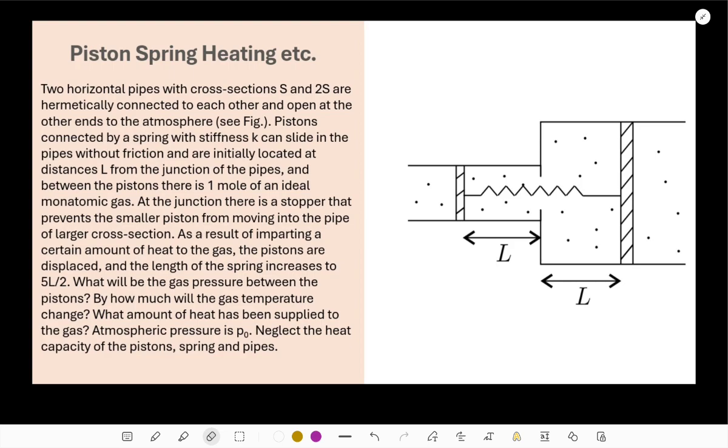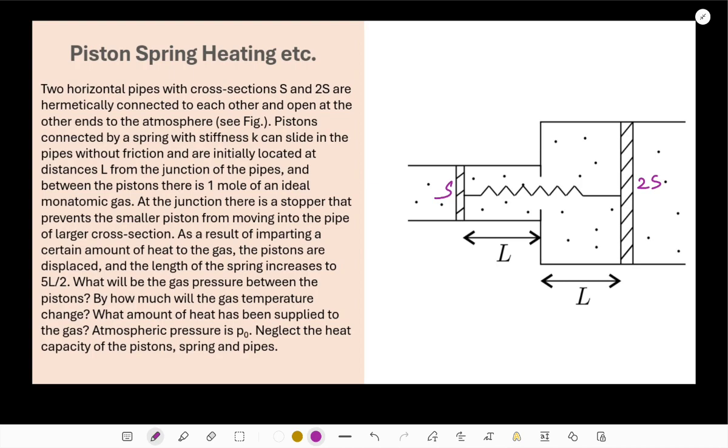Let me read you this big statement. The figure looks good, fine. Two horizontal pipes with cross sections S and 2S. I guess S is here and 2S is here. Are hermetically, that means they are airtight. Hermetic, yeah, airtight, hermetically connected to each other.